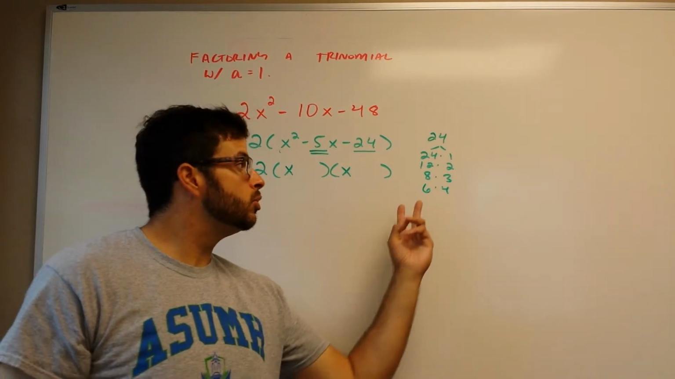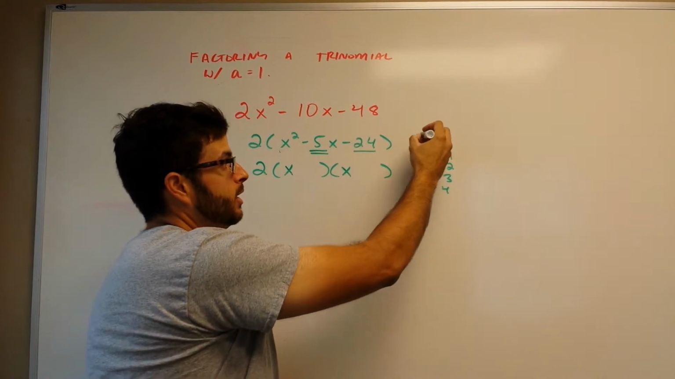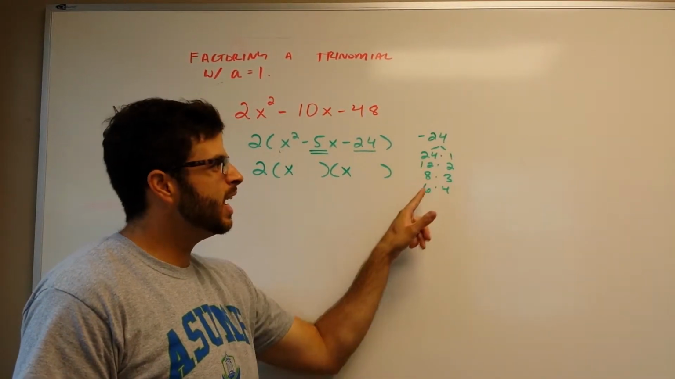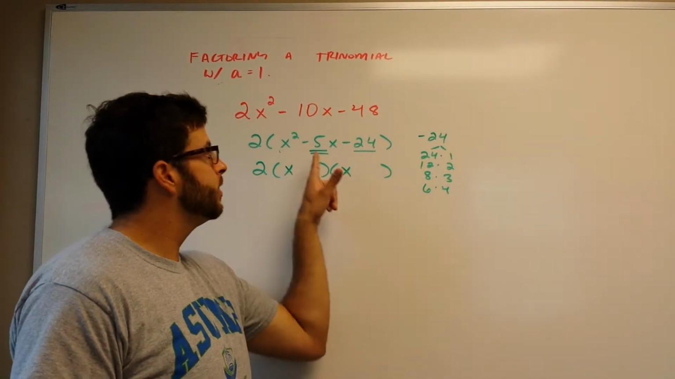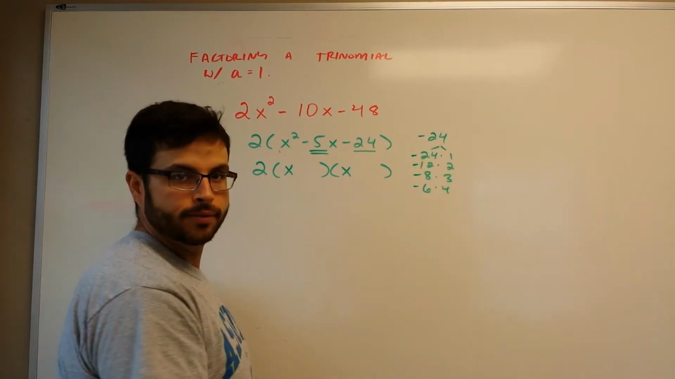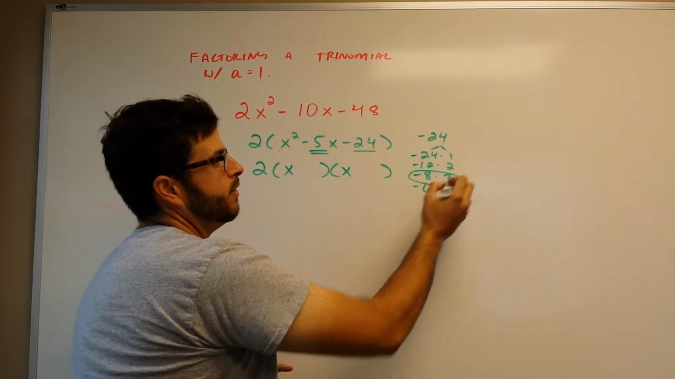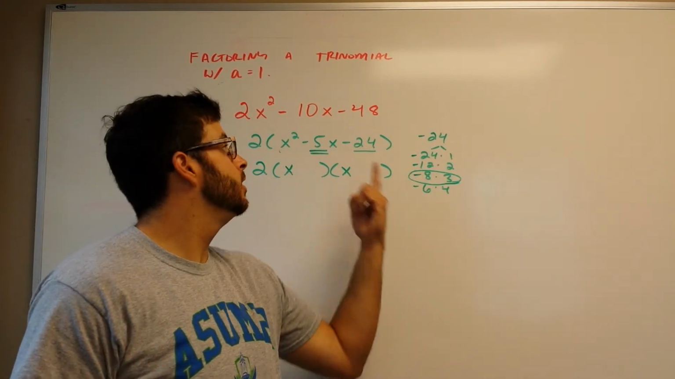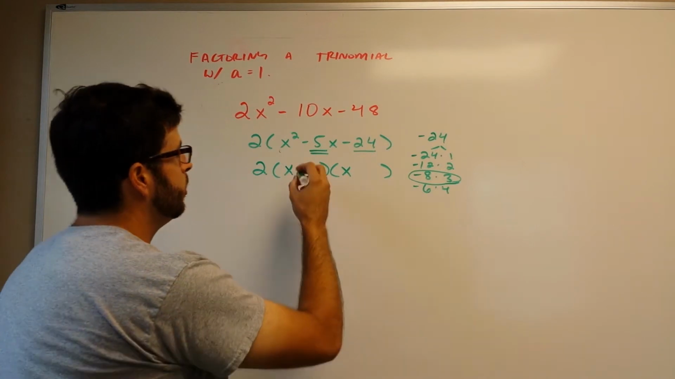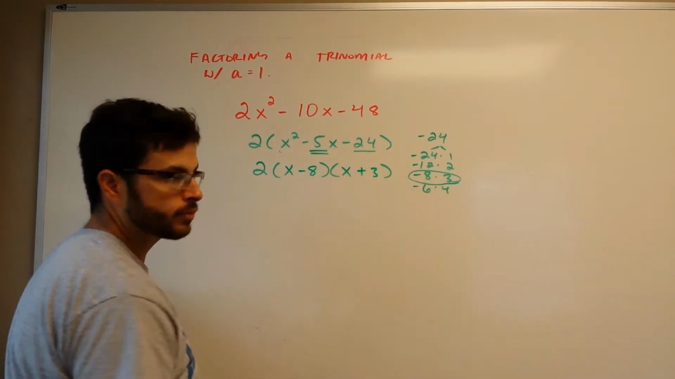Now when these 2 terms add together, they've got to make a negative, and when they multiply they get a negative. So one of these has to be negative. Well, if the middle term's negative, we're going to make the larger number negative. And if we look at all 4 of these options, the negative 8 and 3 add to negative 5. So those are going to be our 2 constants in the binomials.